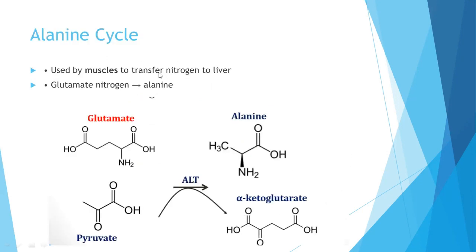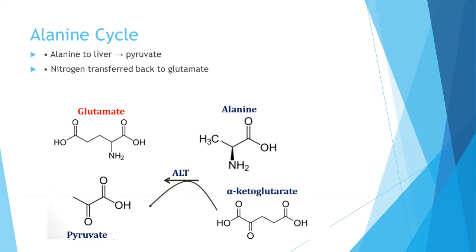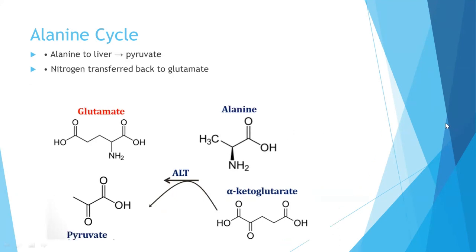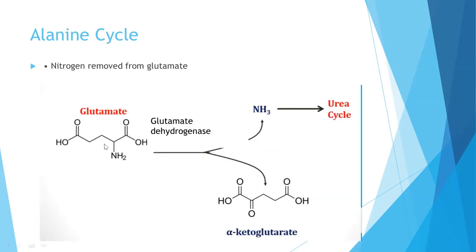We said the method of transfer is either through glutamine or through the alanine cycle. The alanine cycle is used by muscles to transfer nitrogen to the liver, and the glutamate nitrogen is converted to alanine by the enzyme alanine transaminase. The alanine goes to the liver, where it gets converted into pyruvate, and the nitrogen is transferred back to glutamate. The nitrogen is then removed from glutamate by the enzyme glutamate dehydrogenase in the liver.